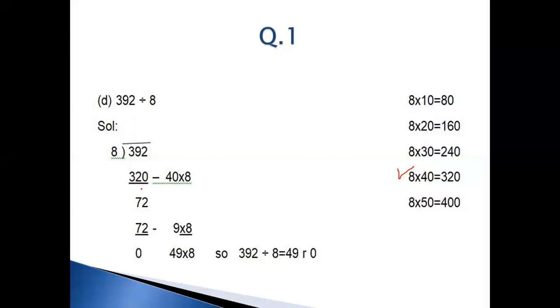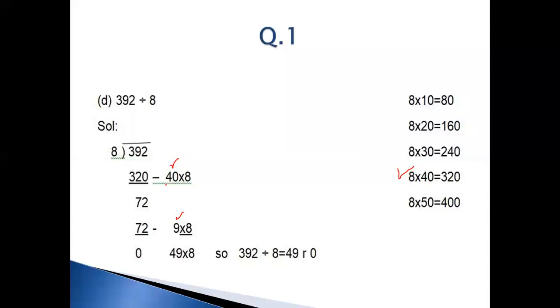2 minus 0 will be 2, 9 minus 2 will be 7, and 72 is a number which we are going to recall in our memory with the help of the table of 8, so that we can simplify our question. 8 multiplied by 9 gives 72. Now you can see here is our 40 and here is our 9. These two numbers helped us to solve the question.